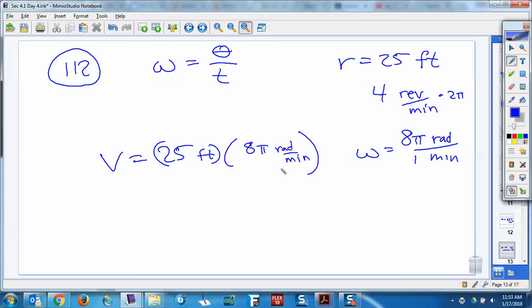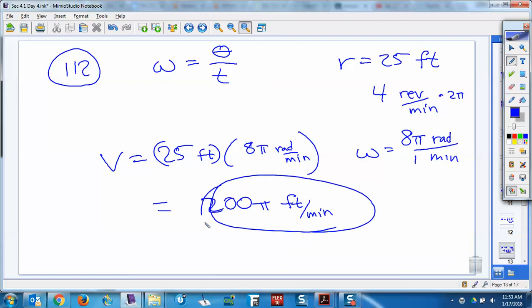Now remember how I said radians just kind of disappear? They're unitless. So what is my answer here? 25 times 8 is what? 200 pi, and what are the units going to be? Feet per minute. The radians just kind of disappear, because remember, radians are kind of unitless. We need them when we do angular velocity. We need to say something per minute, radians per minute. 200 pi feet per minute.